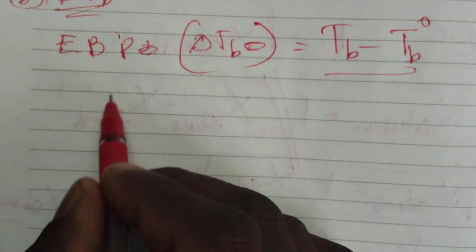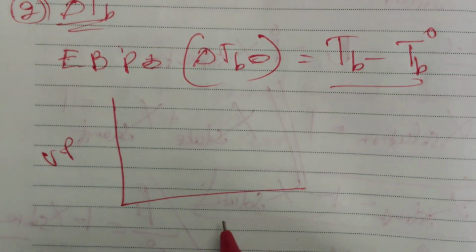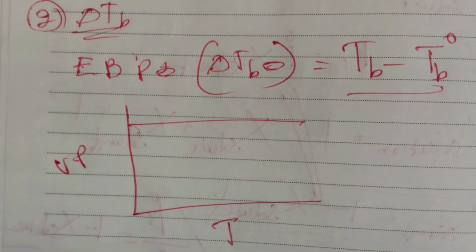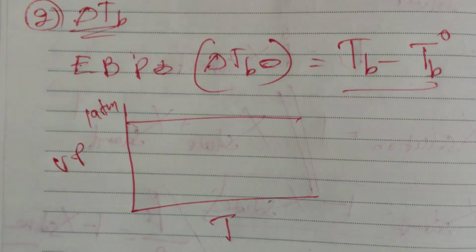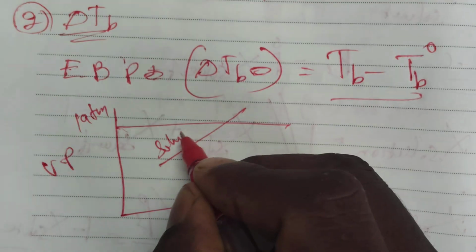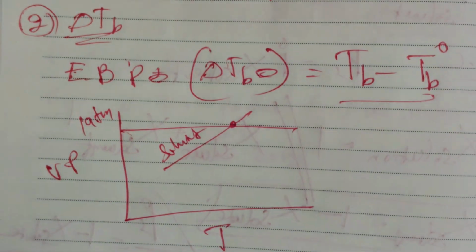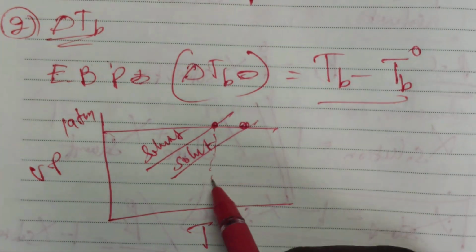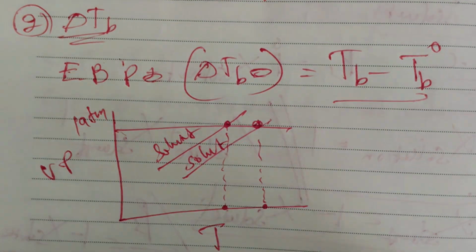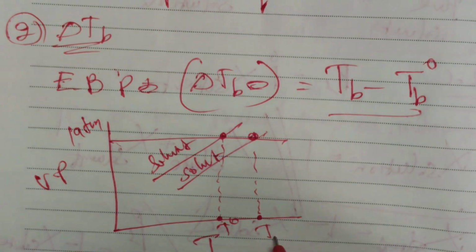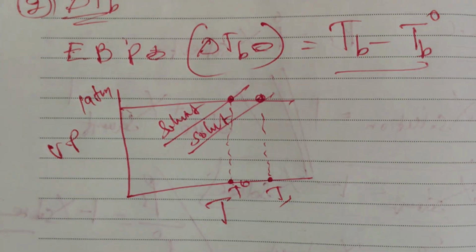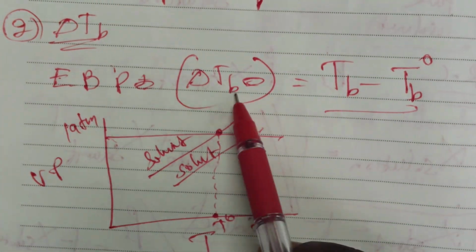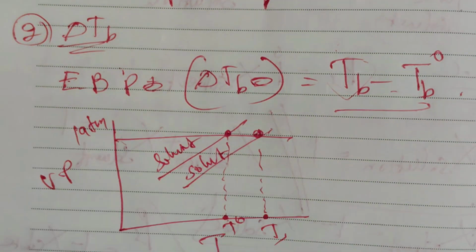Generally, see this graph between the vapor pressure and the temperature. There is a barrier of the atmospheric pressure, here 1 atmospheric pressure. If we cross this for the solvent, after this point it will become vapor. And this is for the solution. Generally, the solvent has a lower temperature compared to the solution. This is T naught, and this is for TB. The boiling point of the solution is greater compared to the solvent. For that reason, delta TB is equal to TB minus TB naught. This formula will come.